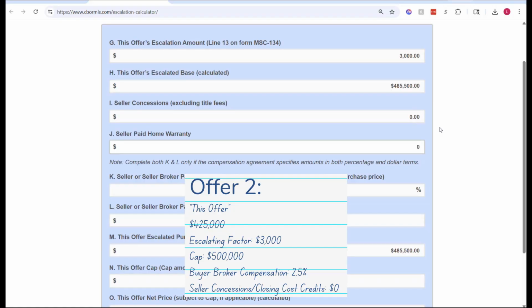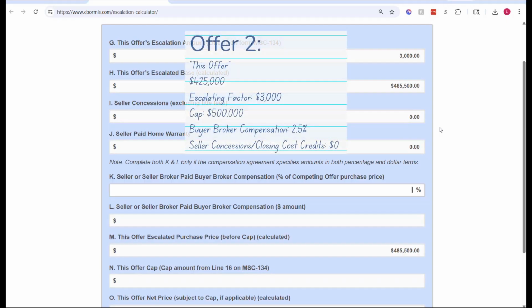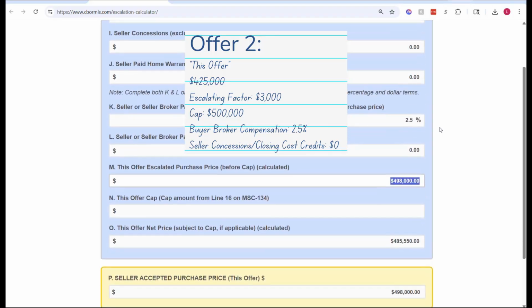Moving on to boxes K and L, enter any seller or seller broker paid buyer broker compensation. For this example, the buyer broker compensation is 2.5%, the same as the other offer, so only box K would be completed. No compensation is being offered as a dollar amount in this example, so we will enter a 0 in box L. The calculator then auto-calculates the escalated purchase price for this offer in box M.